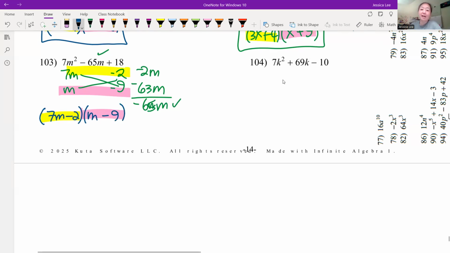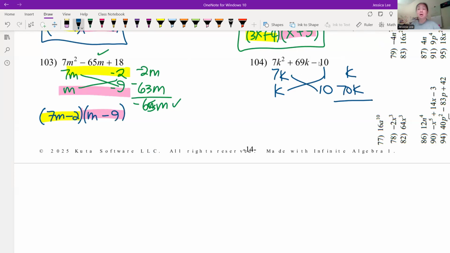Right, last question, guys. 7k squared, we got 7k and k. And this is going to be 2 and 5. Ooh, 1 and 10. You don't usually see a 1 and a 10, but we got k and we got 70k right here. And we want a positive 69, so we know that the k has to be negative. There we go. That would give us a 69k, which is, yes, the same as that middle number right there. So again, we're going straight across. And we got 7k minus 1 times k plus 10.